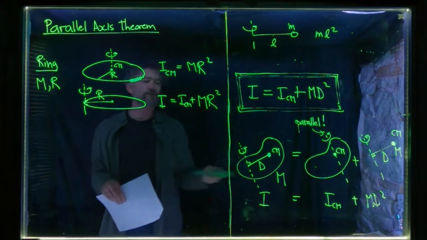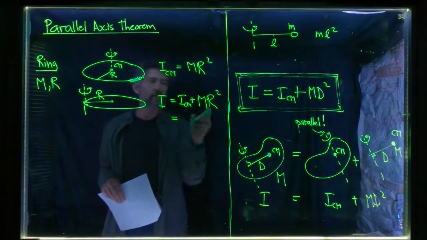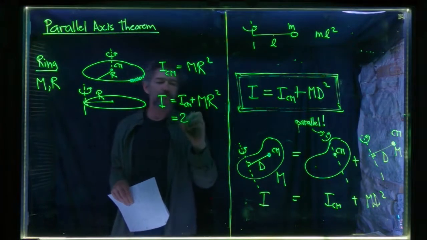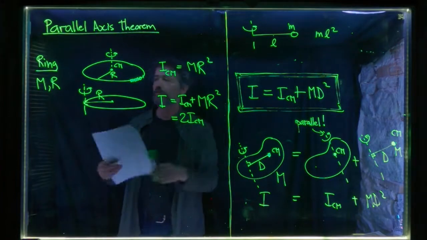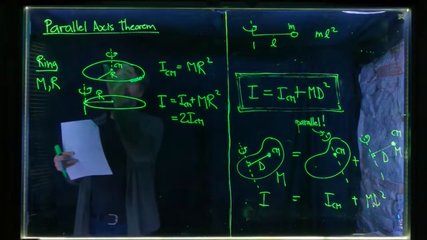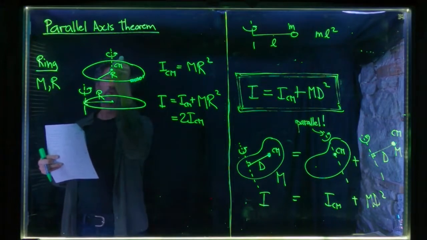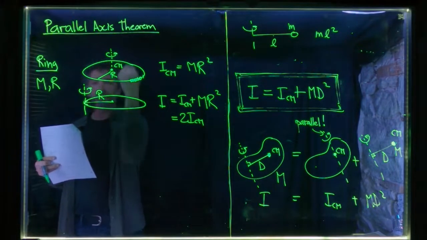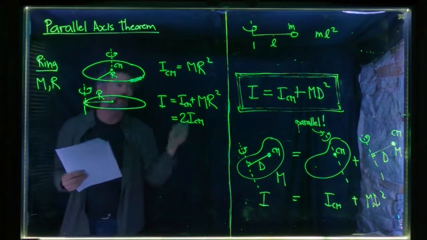Okay, so d squared is r squared. And so you can see, well, mr squared is ICM, so it's twice ICM. So what you learn immediately is that for taking a bicycle tire about the center of mass, some moment of inertia, to rotate it about the end, it's just exactly twice. Okay, so very powerful theorem.